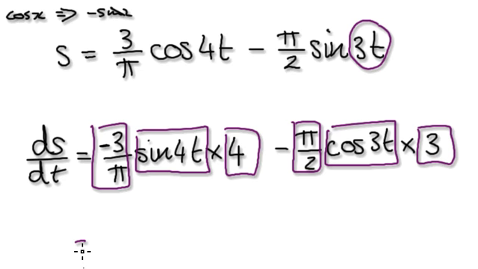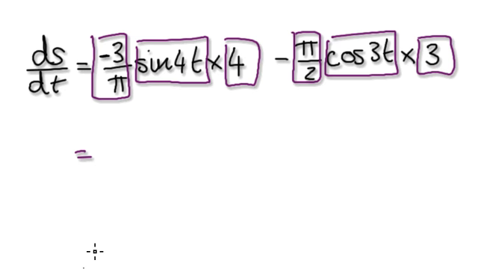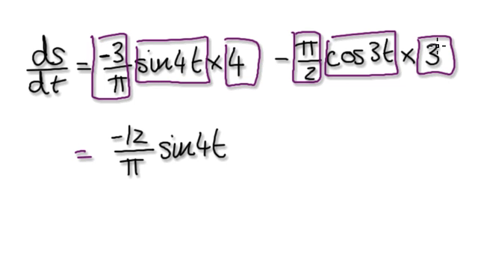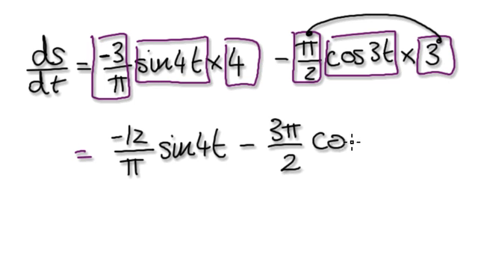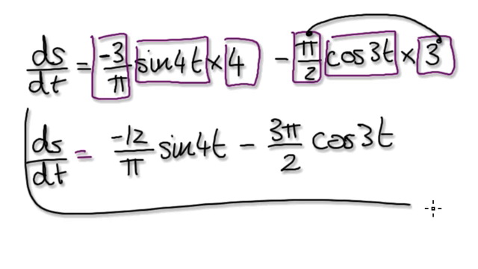So tidying up, this 4 merges with this fraction, so that would be minus 12 over pi sine 4t. Then merge this with this block here, so that would be minus 3 pi over 2 cos 3t. So ds by dt equals this here.